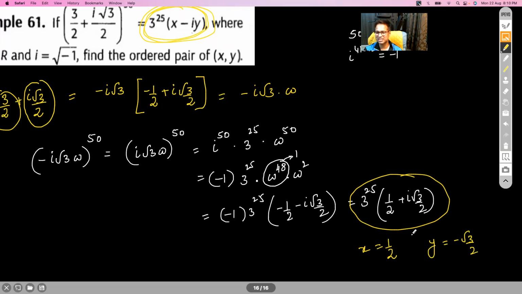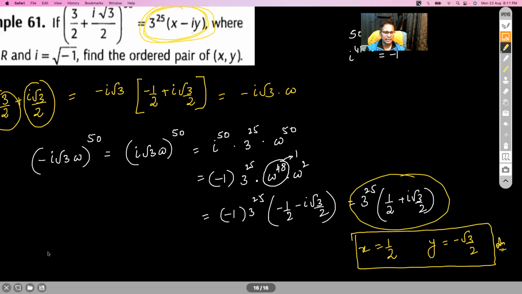Minus root 3 by 2. Don't say plus root 3 by 2, minus root 3 by 2, because there's a minus here also. Okay. So this becomes your answer to this question. Is it fine? Any questions, any concerns? Clear? So basically your omega properties were hidden inside this problem, which we wanted to test.